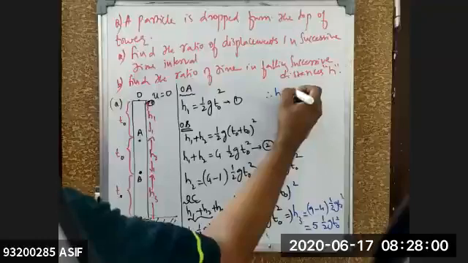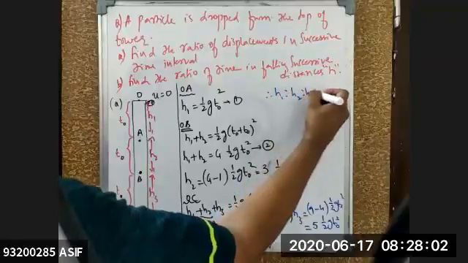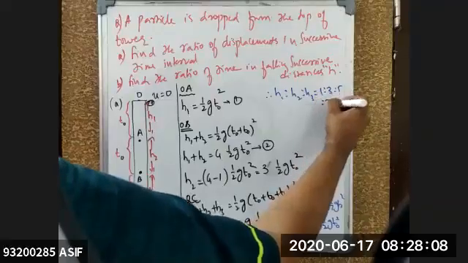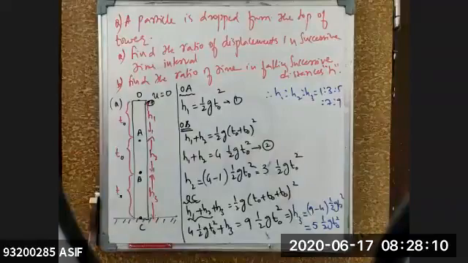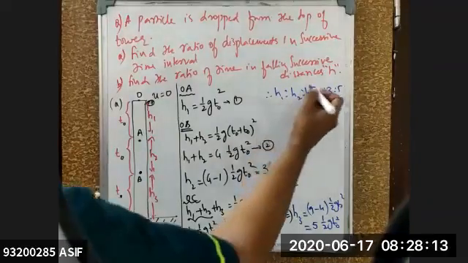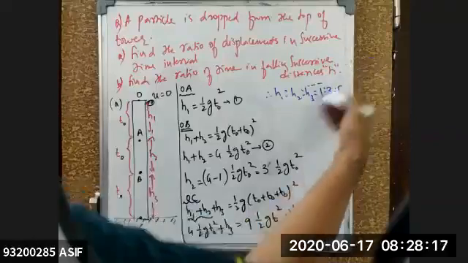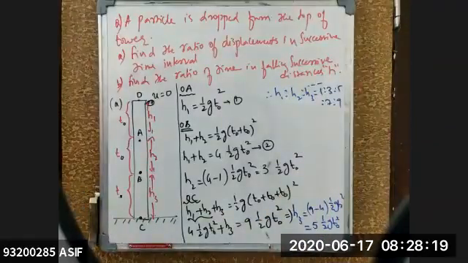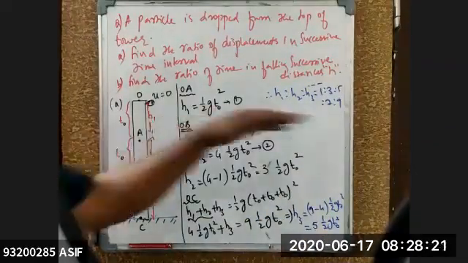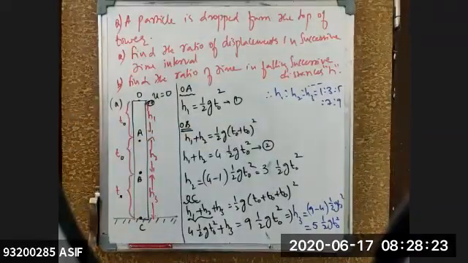Therefore, H1, H2 and H3 in the vertical motion are in the ratio 1 is to 3 is to 5. 1 is to 3 is to 5 is to 7 is to 9, go on, I can take the relation. Isn't it? So H1 is to H2 is to H3 equals 1 is to 3 is to 5. We got the same answer for the body moving in the horizontal part as well. I hope you remember this question.